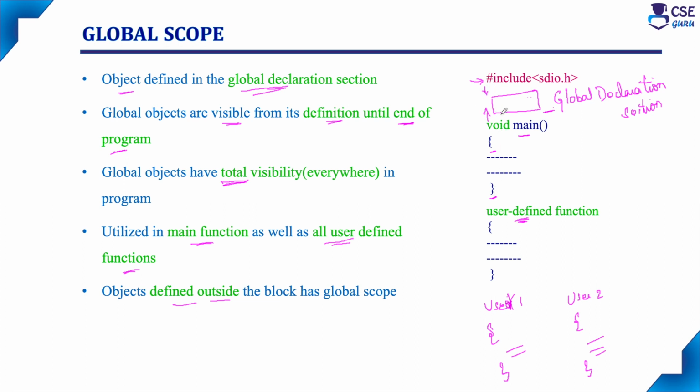Outside the block is nothing but the global declaration section. The global declaration section is the section after the header file declaration and before the main function. So the objects or variables declared in the global declaration section will have total visibility. That is, the complete program can utilize that particular variable. So this is the global scope.